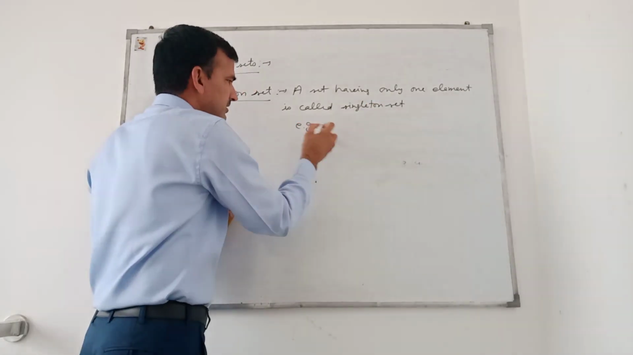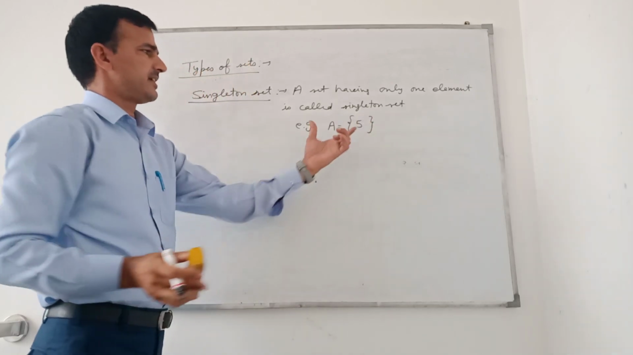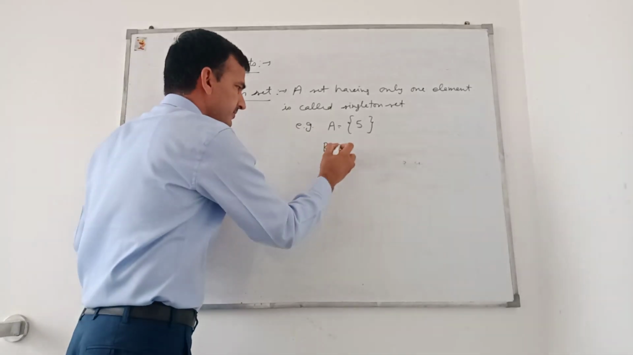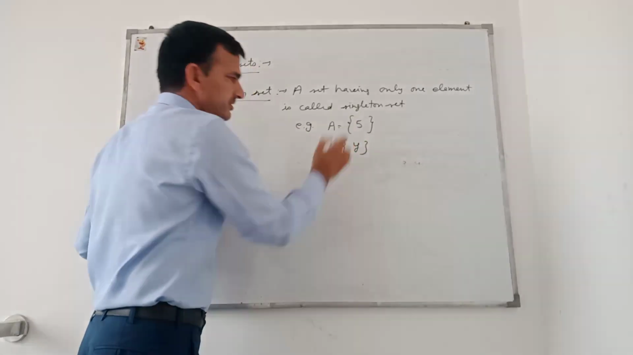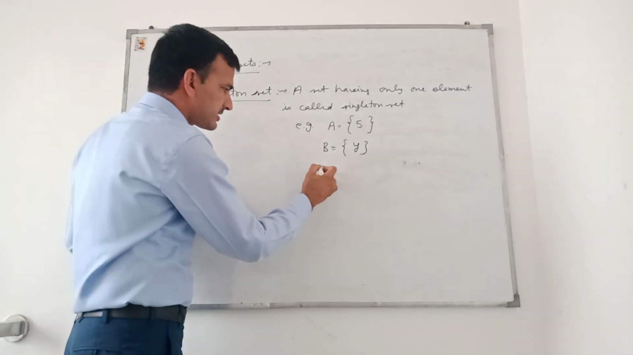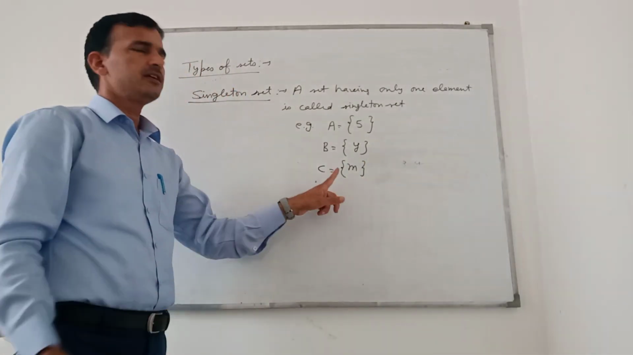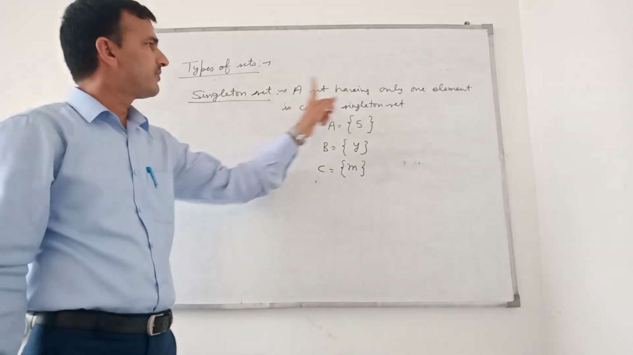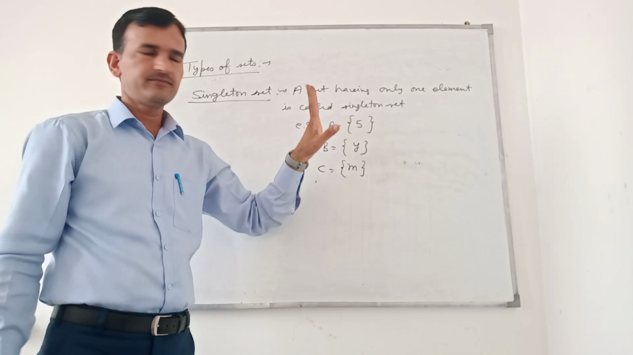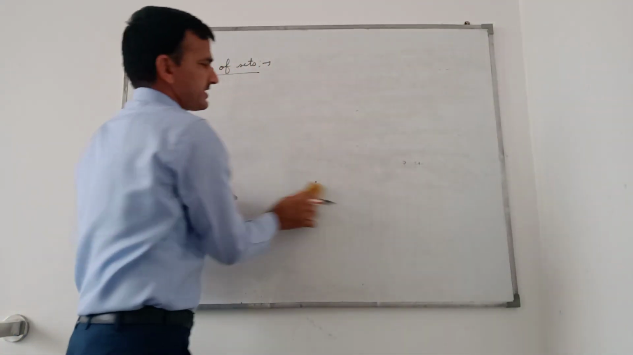For example, set A is equal to {5}. This is a singleton set because there is only one element, 5. Set B is equal to {y}. This is also a singleton set. Set C is equal to {m}. This is also a singleton set. A set having only one element is called a singleton set. Clear?